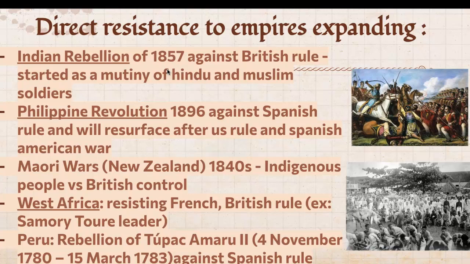And then very lastly, is going to be rebellions led by two separate people. The first one is going to be in West Africa. This one is with Samori Touré. He is resisting French and British rule in West Africa. He joins together a lot of different states in Africa, specifically West Africa, of course. And then in Peru, there's going to be the rebellion of Tupac Amaru. I'm so sorry if I pronounced that wrong. This is going to be against Spanish rule specifically. It's going to take place over 3 years or so.